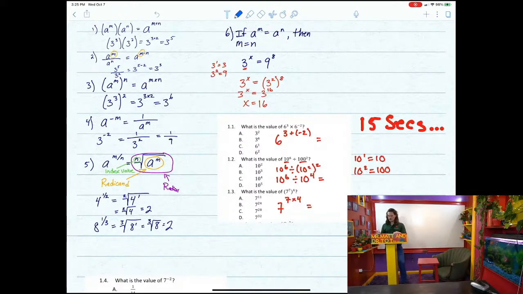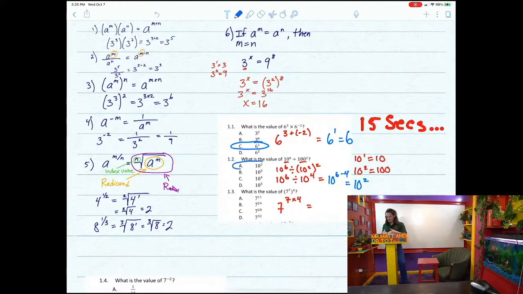Okay, so for the first problem, 6 to the 3 plus negative 2 is going to be 6 to the first power, which is just 6. That's answer selection C. The second problem, we have 10 to the 6th power divided by 10 to the 4th power. That's the same thing as 10 to the 6 minus 4 power, which is 10 squared.